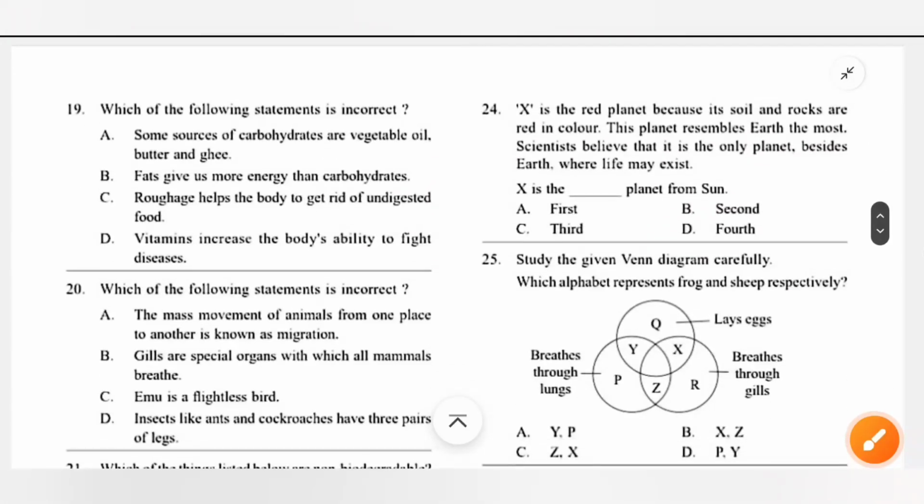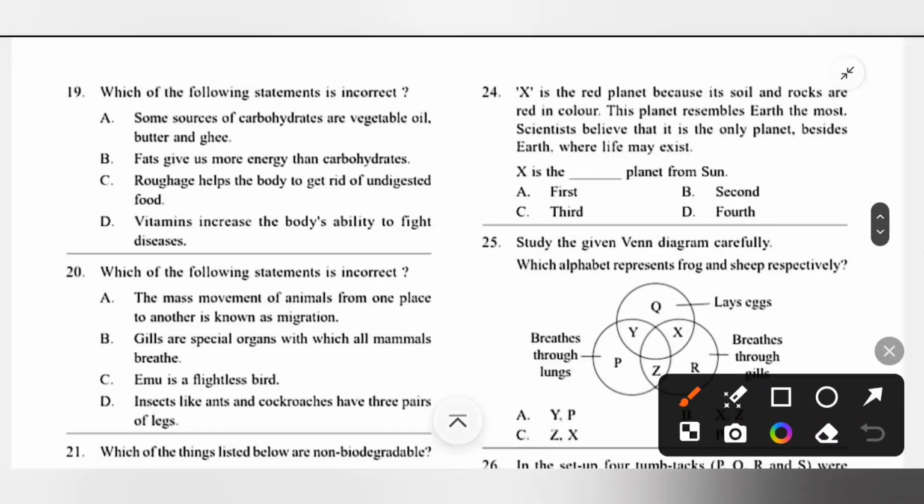Next one. X is the red planet because its soil and rocks are red in color. This planet resembles Earth the most. Scientists believe that it is the only planet beside Earth where life may exist. X is the dash planet from the Sun. So, red planet, we know Mars is the red planet, and it is Mercury, Venus, Earth and Mars. So, X is the fourth planet from the Sun. Okay. So, X is Mars and it is the fourth planet from the Sun. So, option D is the correct answer.